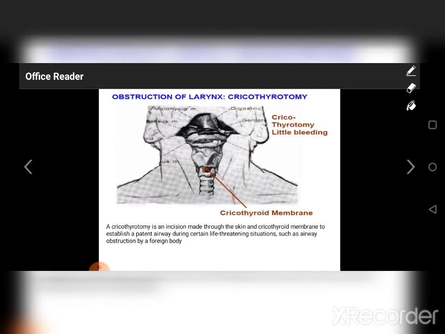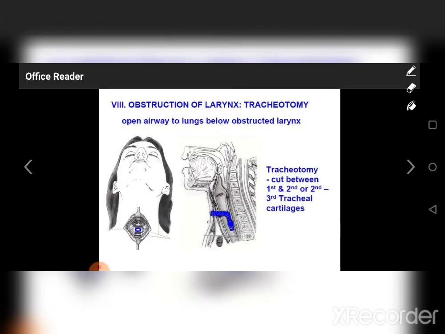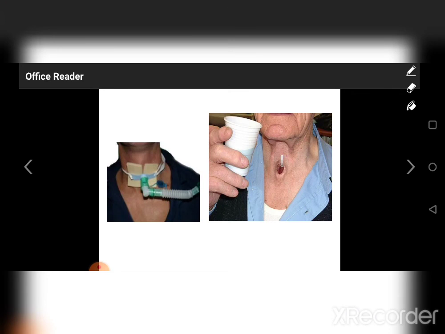Now come to the applied. First is the obstruction of the larynx. If there is obstruction in the larynx, we do the cricothyrotomy. Cricothyrotomy means the cutting of the cricothyroid membrane. In the obstruction of the larynx, we also open the airways by the method known as tracheotomy. In the tracheotomy, we cut the trachea between the first and the second or third tracheal cartilages. So this is the tracheostomy.